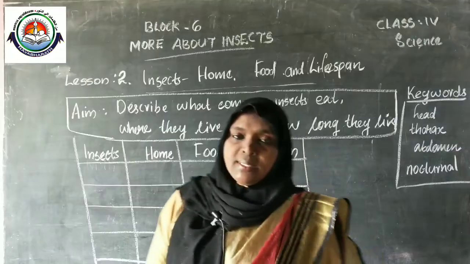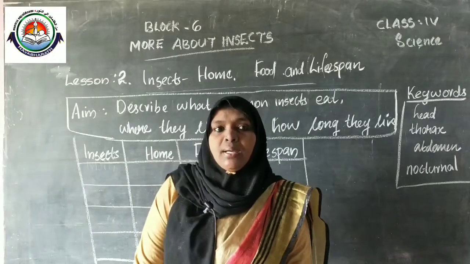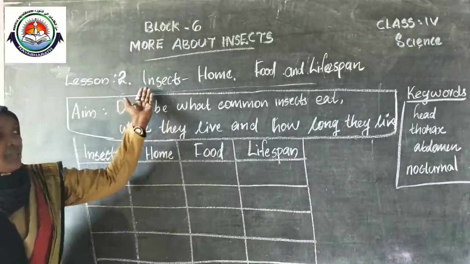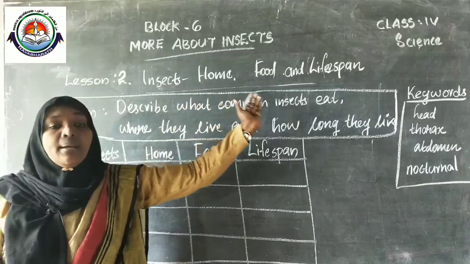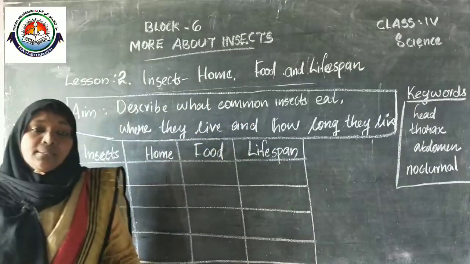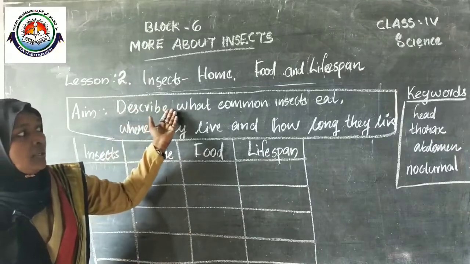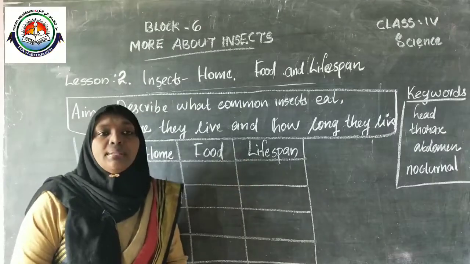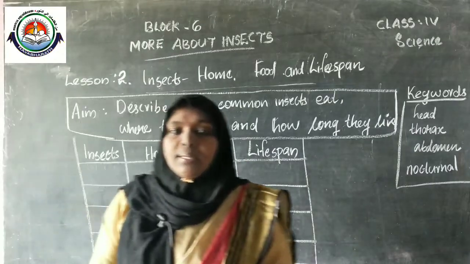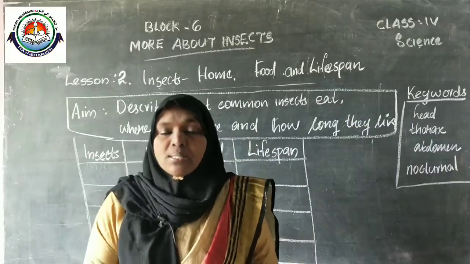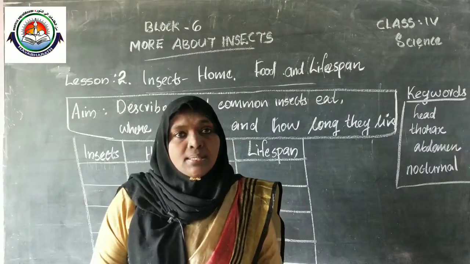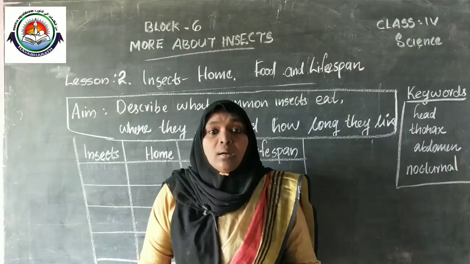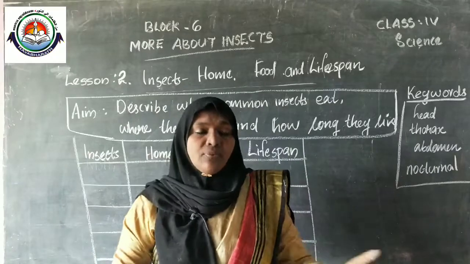Okay? Children, we are moving to the next lesson, that is lesson 2, insects: home, food and lifespan. In this lesson, we are going to describe what common insects eat, where they live and how long they live. We know that all insects have 3 parts of their bodies, that is head, thorax and abdomen. What are the ways in which they are different?